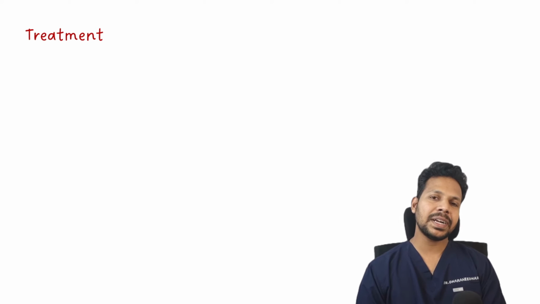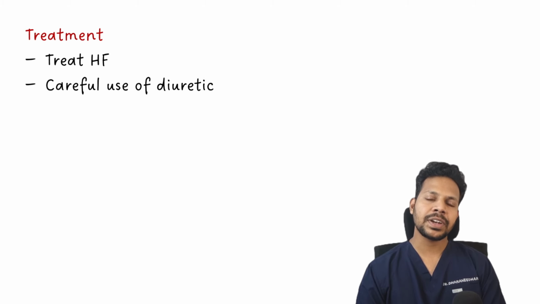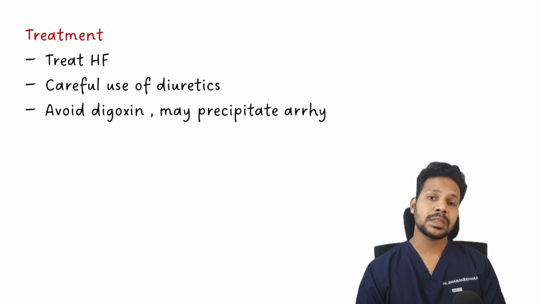Now, when you look at the treatment, the patient is obviously in diastolic failure. First, you treat the patient for heart failure. You can use nitrates and diuretics, but use them cautiously, only when they are required. Try to avoid digoxin because that can precipitate arrhythmias in these patients. And the only cure for this patient is transplantation.